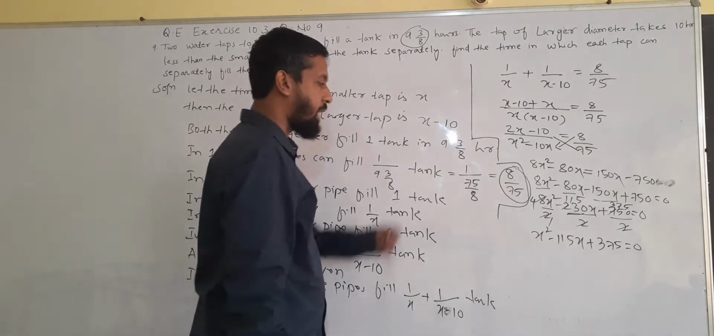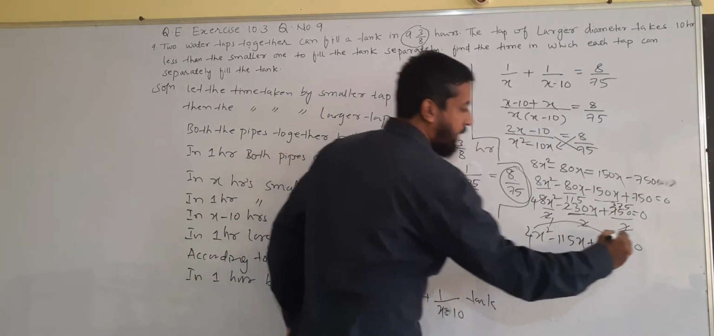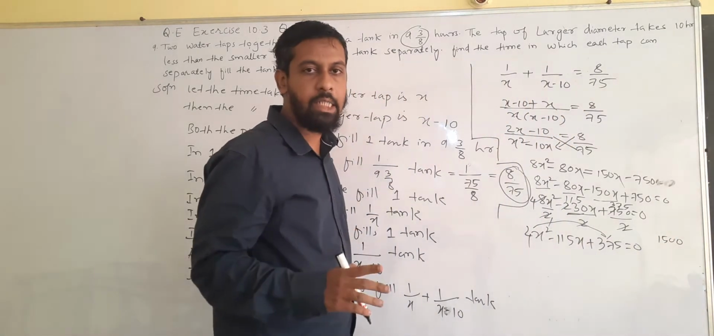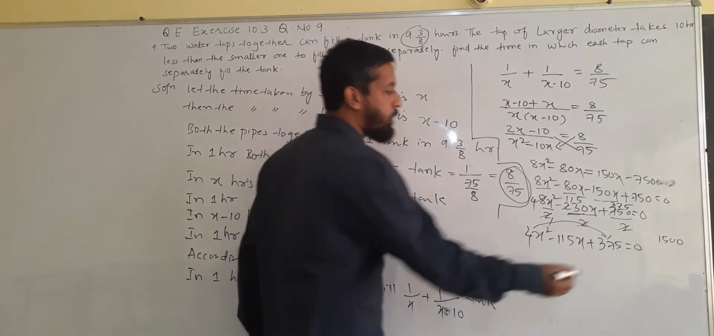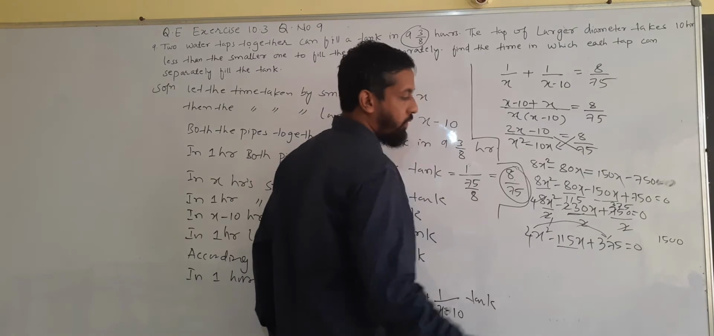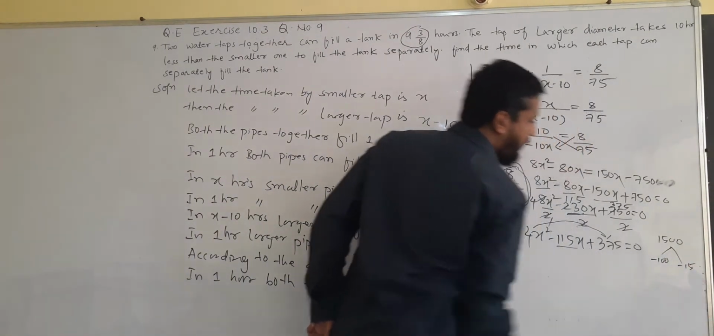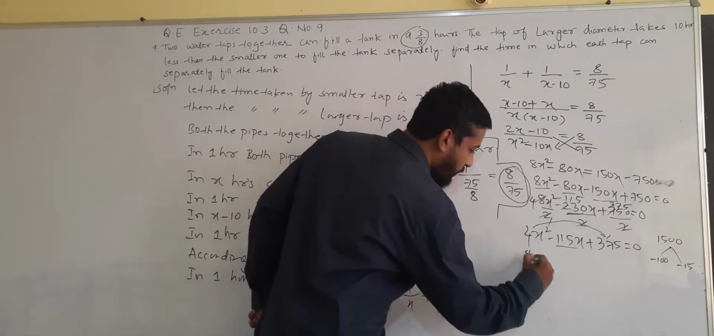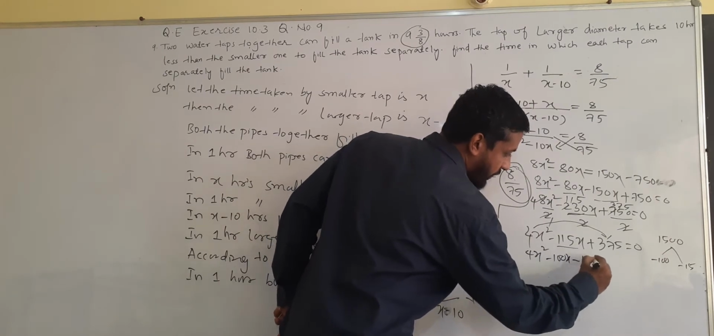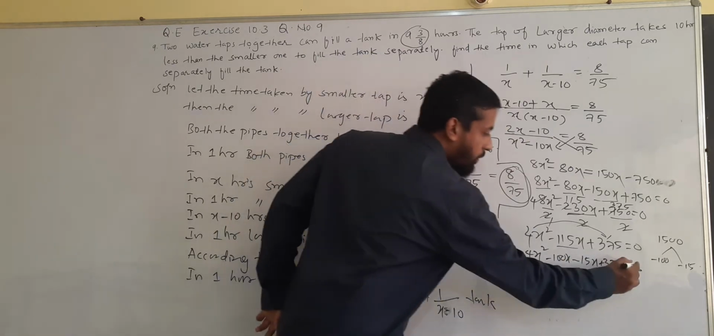So we have to factorize now. Sorry, it is 4 here. 4 into 375 will be 1500. Now we have to select two numbers such that when you multiply it should be 1500, and when you add or subtract it should be minus 115. Those two numbers are minus 100 and minus 15. Now 4x square minus 100x minus 15x plus 375 is equal to 0.